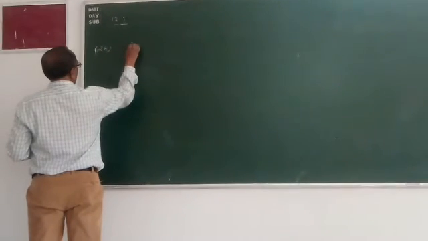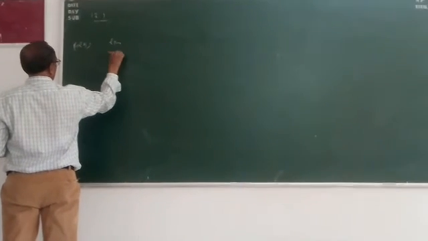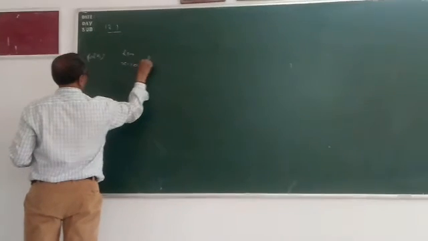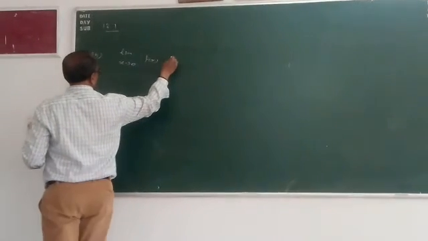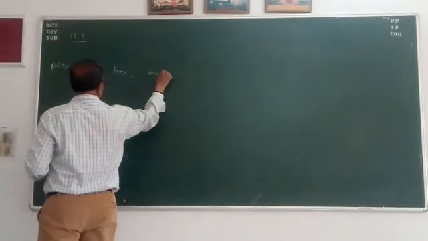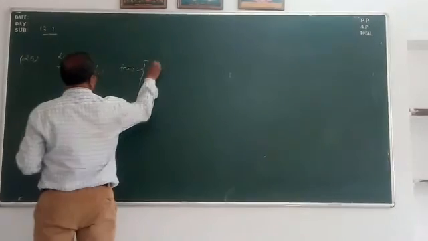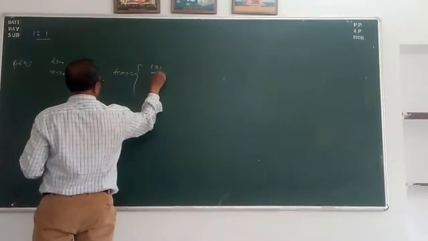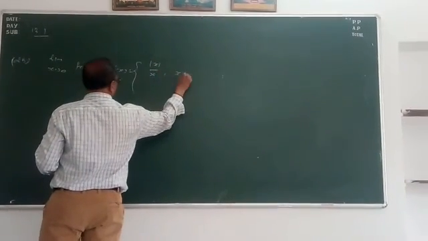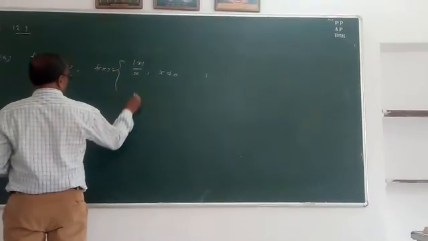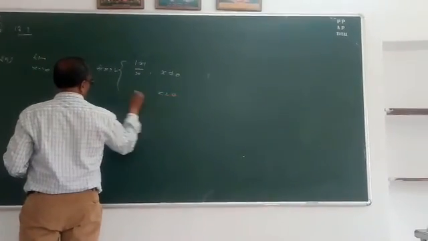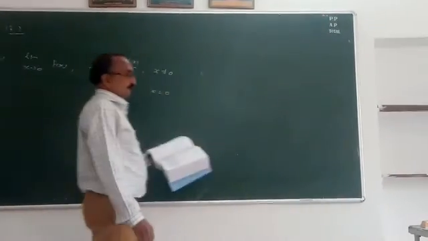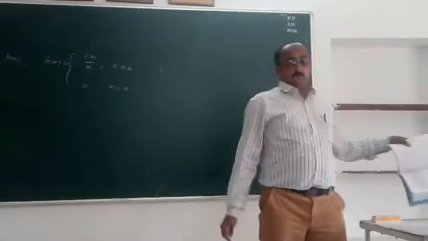Evaluate limit x tends to 0 f(x), where f(x) is equal to mod of x upon x if x is not equal to 0, and if x is equal to 0 then f(x) is equal to 0. Find the limit x tends to 0 f(x).